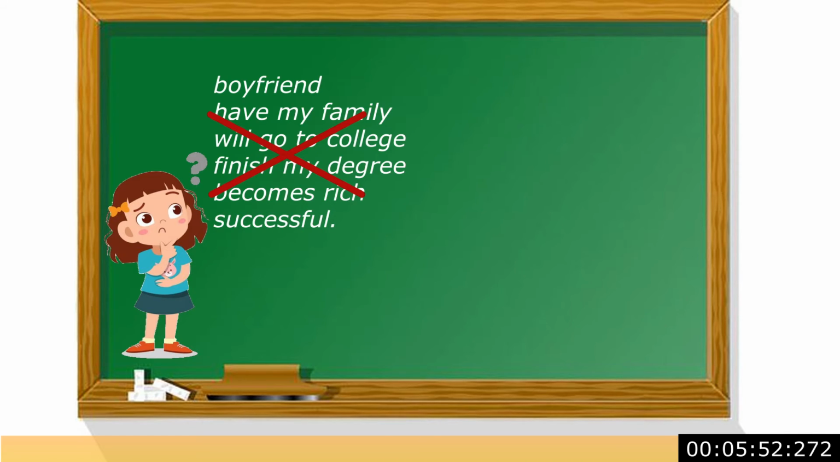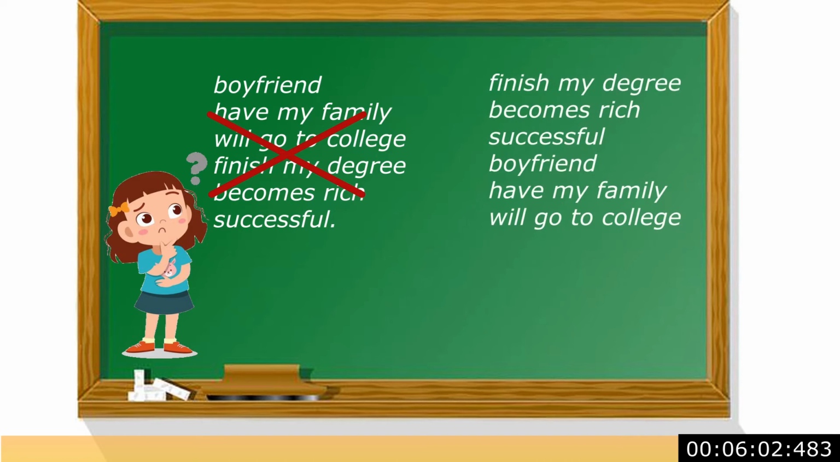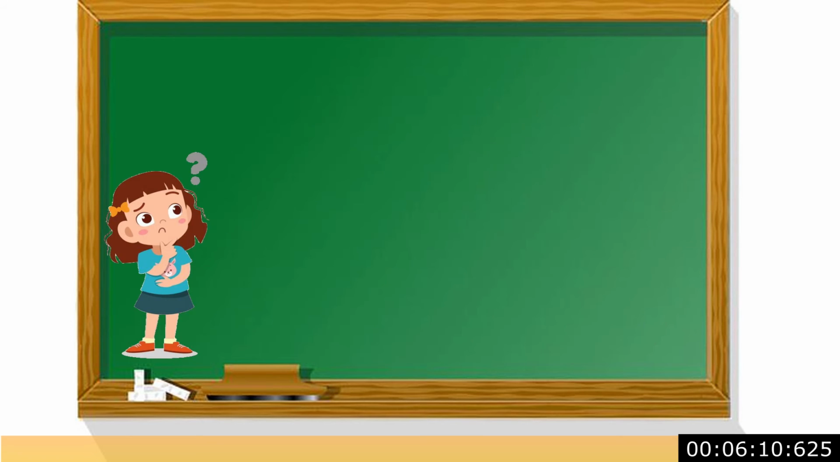Because that is not systematic. That is not what you planned for your daughter. Your plan was for your daughter first to go to college, finish her degree, become successful and rich before settling down on her own to have a family.